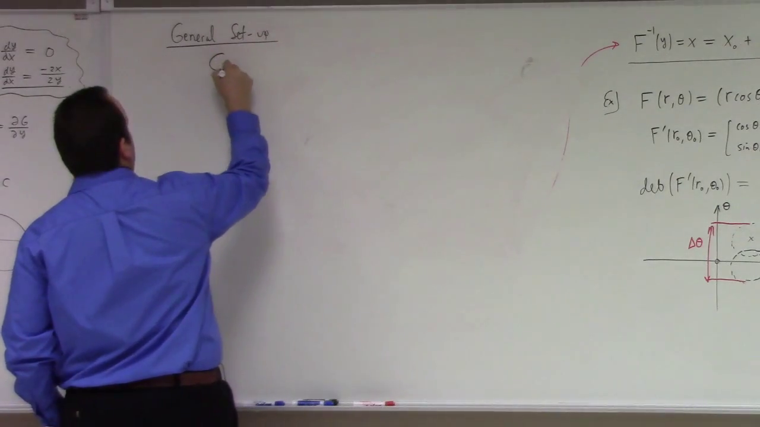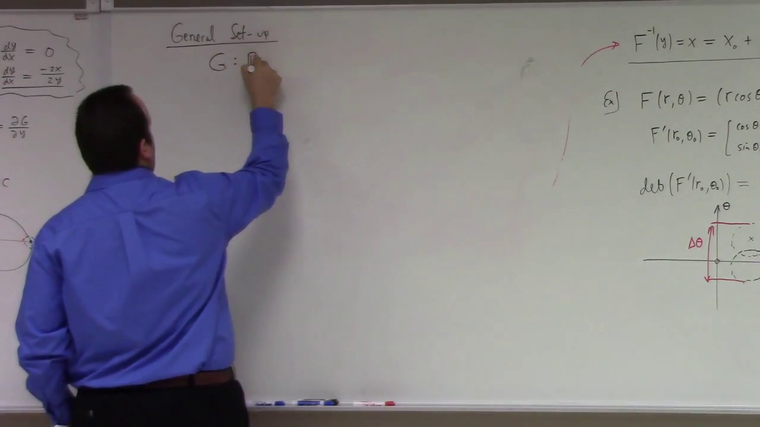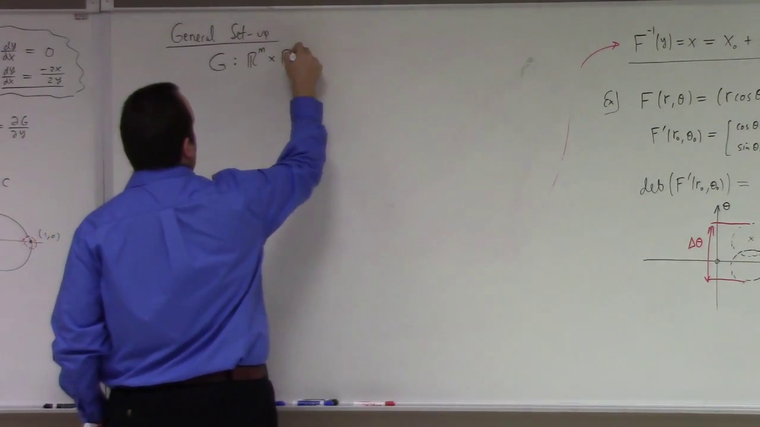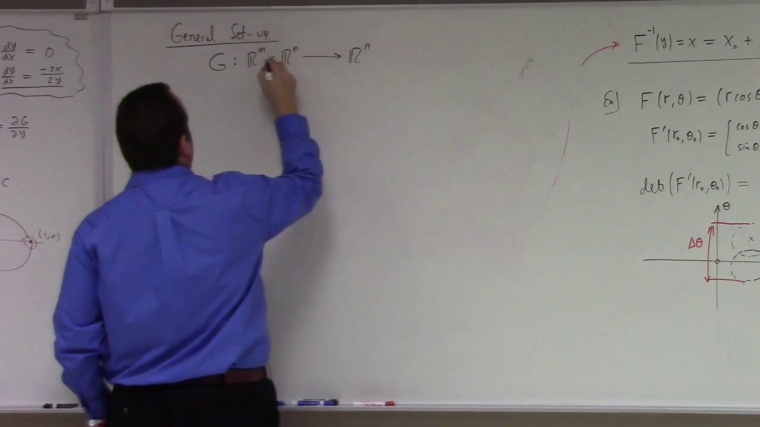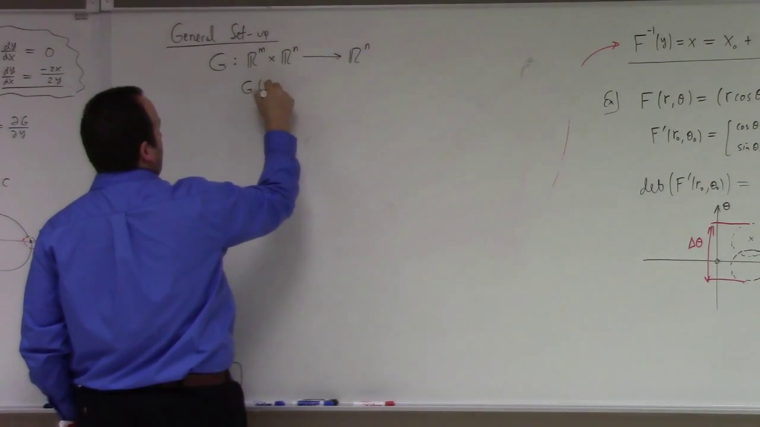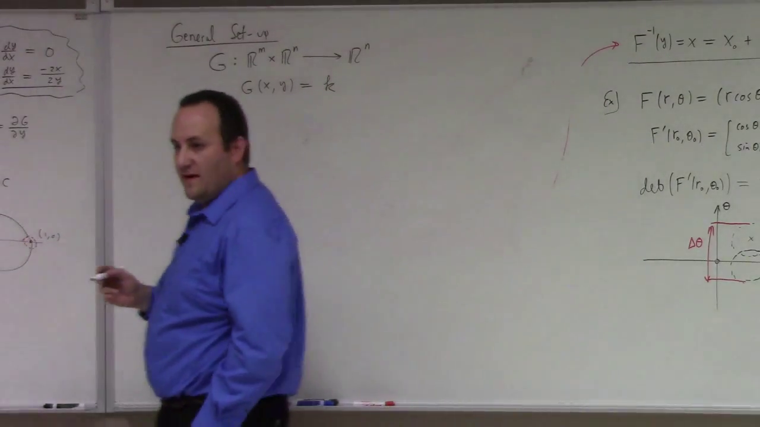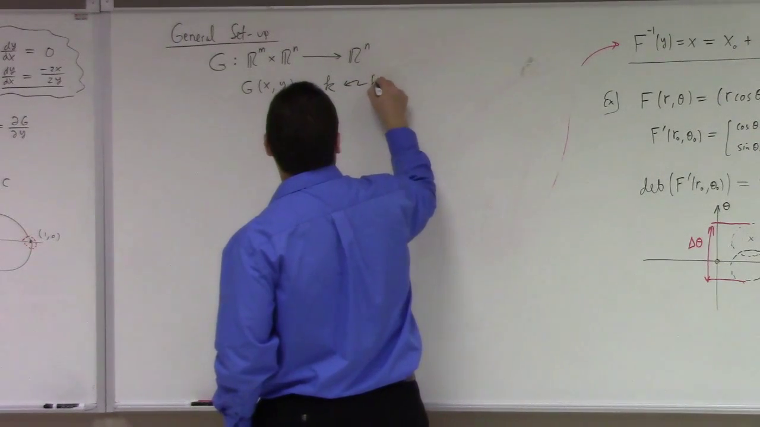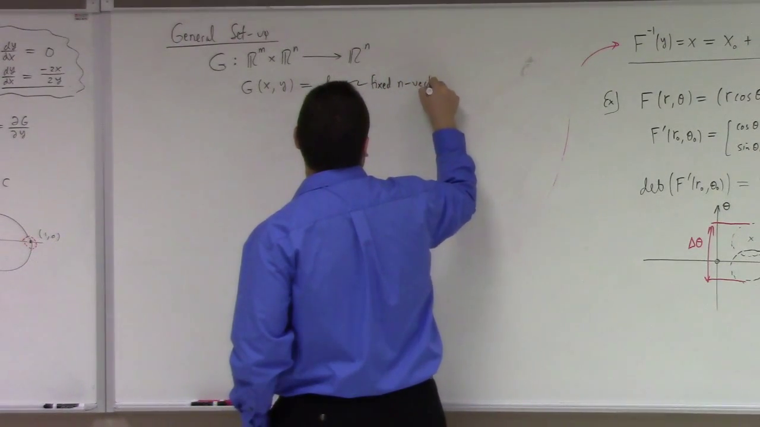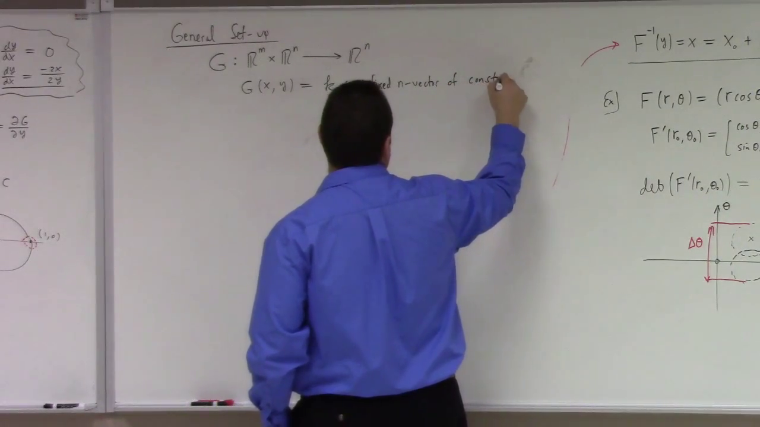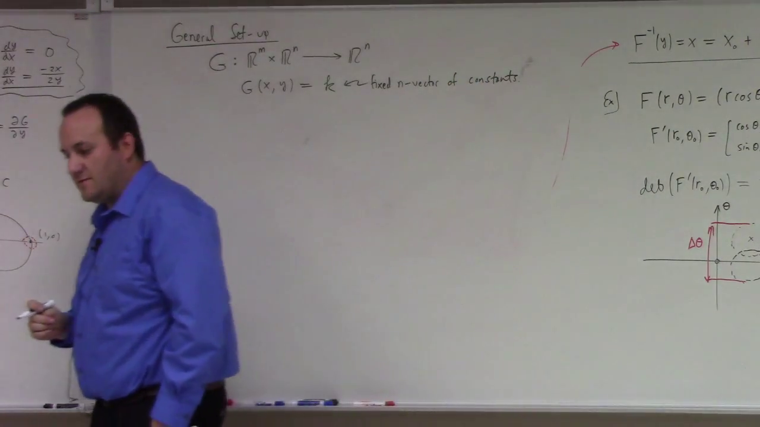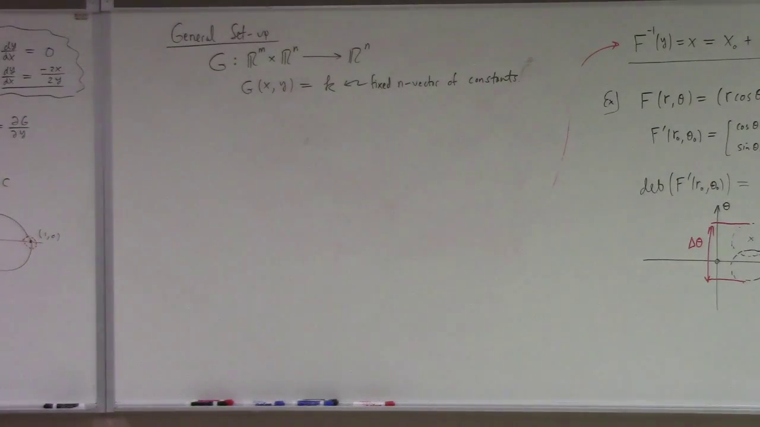So we're going to look at a function g from, say, Rm cross Rn to Rn. In other words, we're going to look at g of x comma y equals k. So the k is a fixed n-vector of constants. And our goal here is basically to solve for y as a function of x.